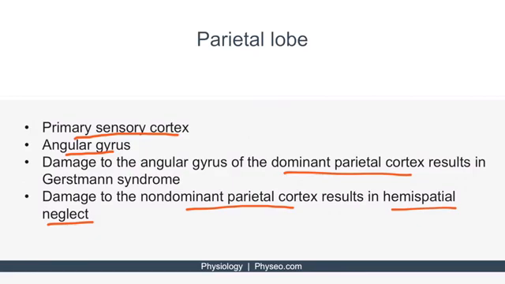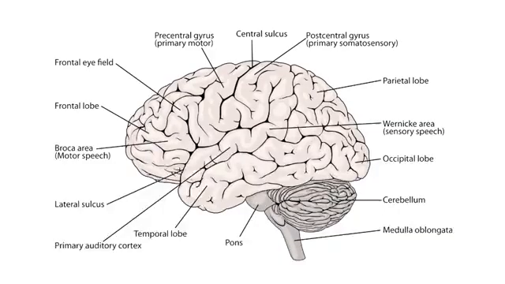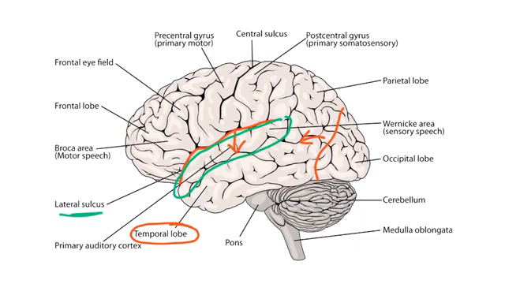Okay, let's move on to the temporal lobe. The temporal lobe is right here. It's inferior to the lateral sulcus and anterior to the parieto-occipital sulcus. There are two important gyri that you need to be familiar with for step 1. These include the superior temporal gyrus and the fusiform gyrus. The superior temporal gyrus is right here, and it's just below the lateral sulcus.